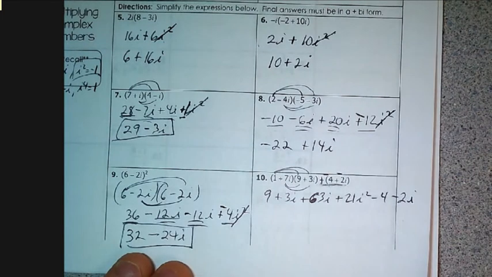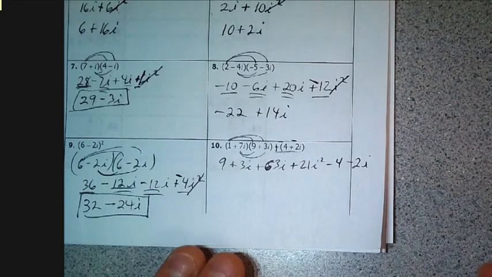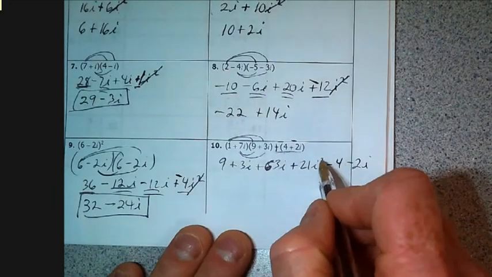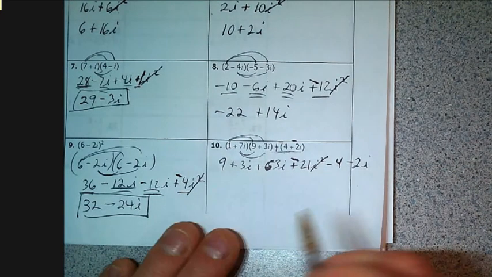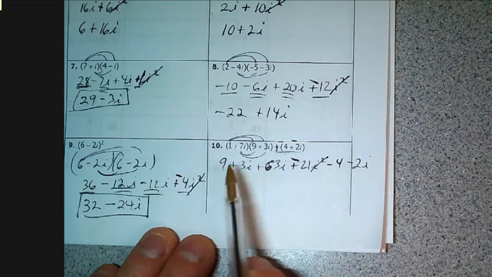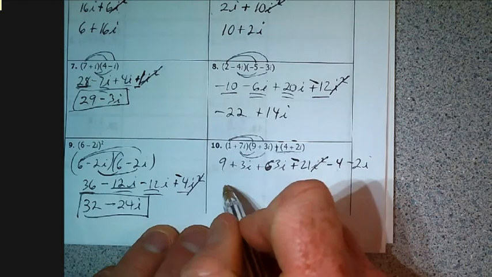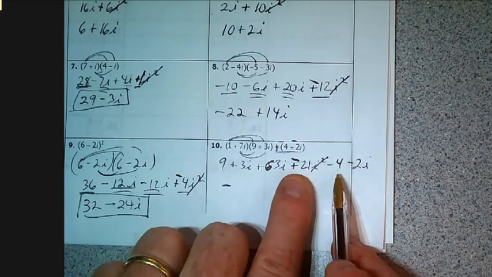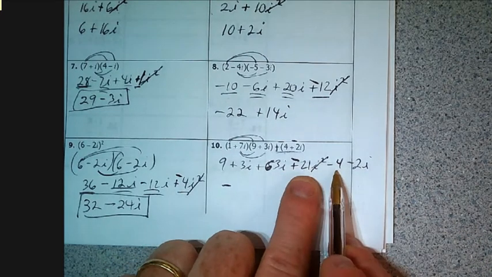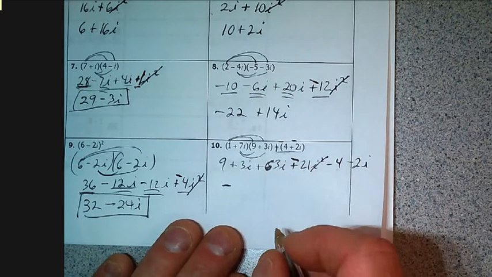Alright, so having done that, now we can change our sign here because of the I squared. That changes the sign of the 21. So let's combine our like terms. 9 minus 21 and minus 4. So that's going to be negative what? You got negative 25 and positive 9. That's negative 16.